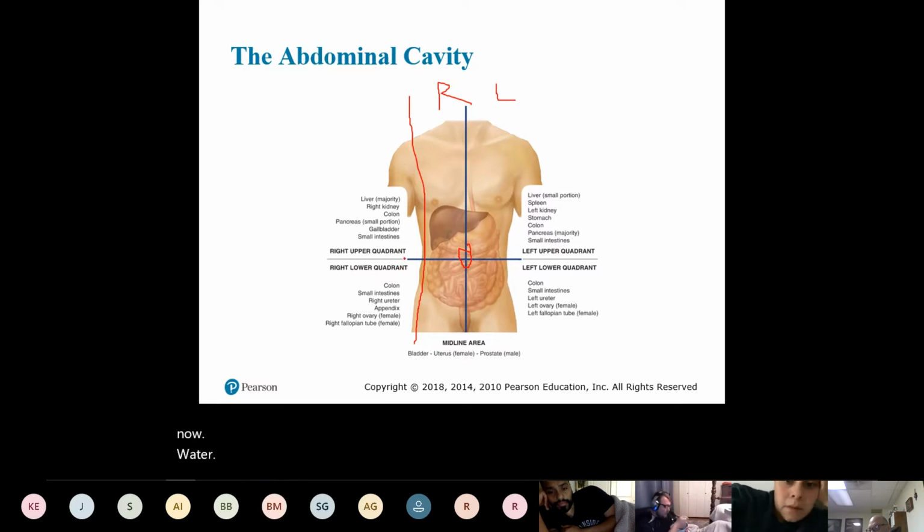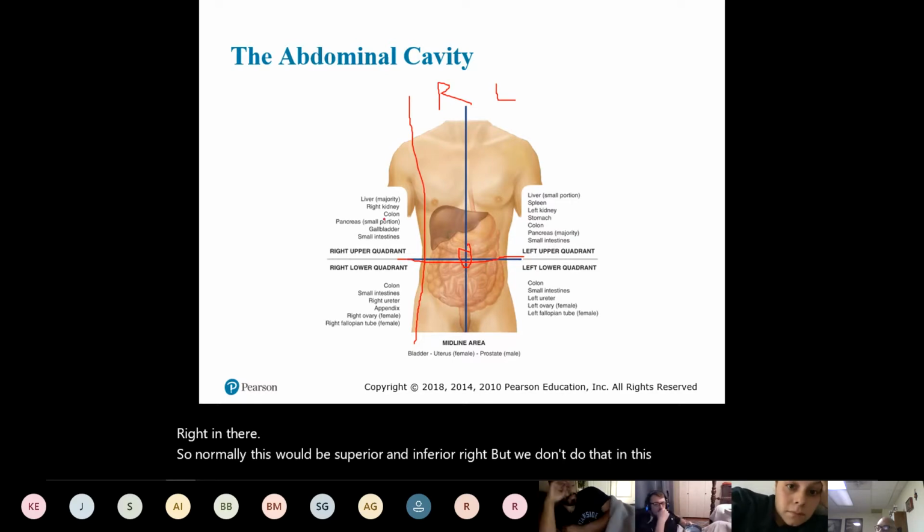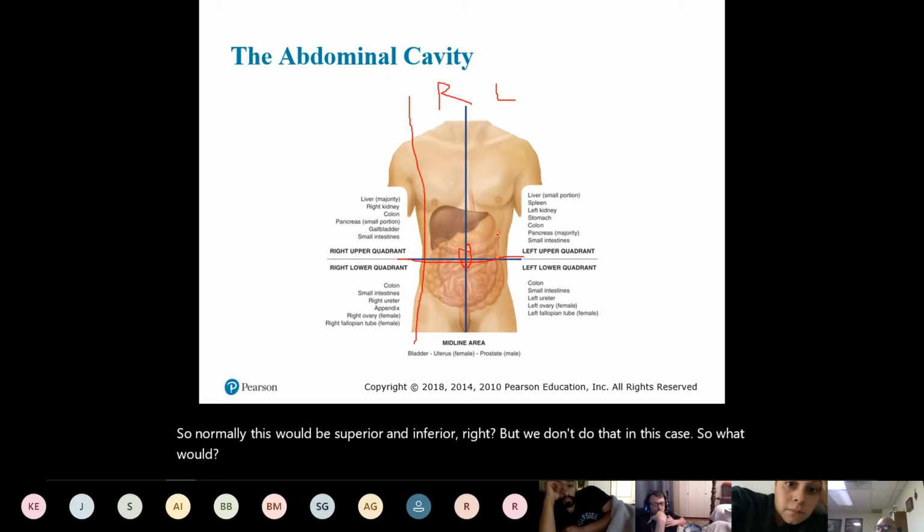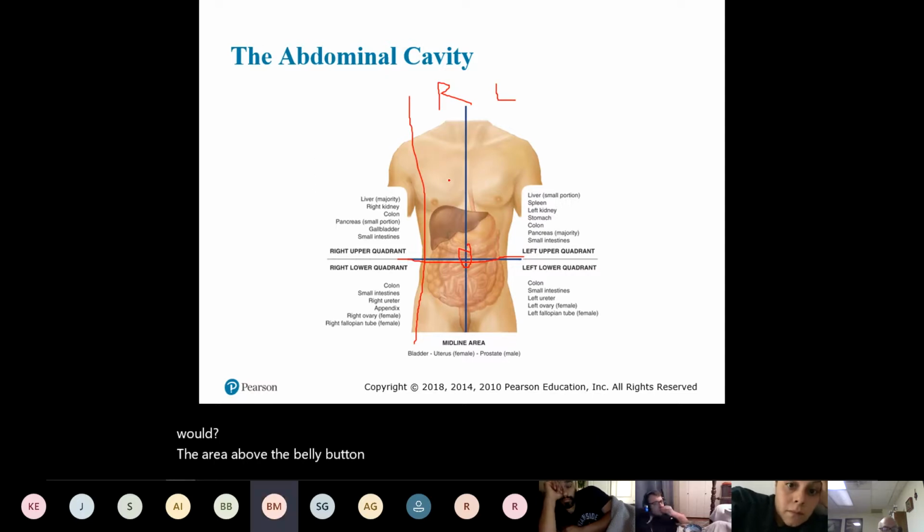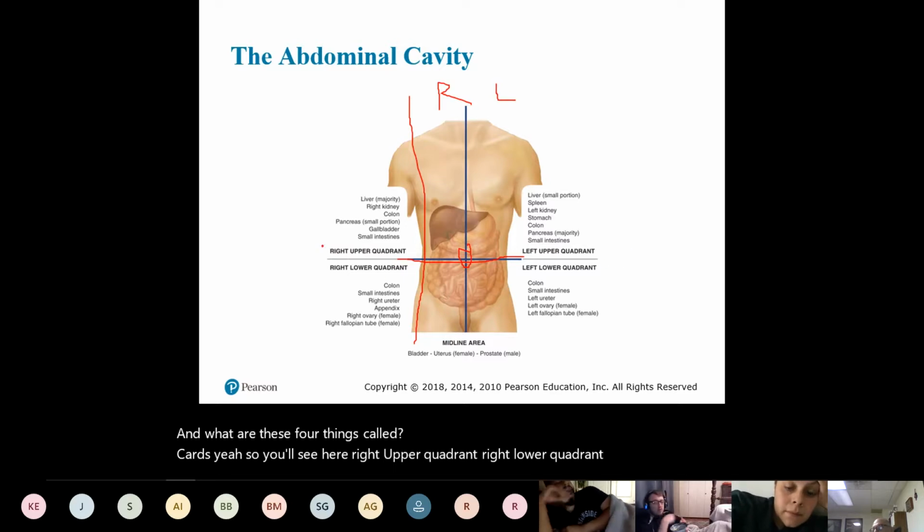Now, here's a transverse line right in there. So normally this would be superior and inferior, right? But we don't do that in this case. So what would the area above the belly button be called? Upper. Okay, upper, and then below? Lower. And what are these 4 things called? Quadrants. Yeah. So you'll see here, right upper quadrant, right lower quadrant, left upper quadrant, left lower quadrant.